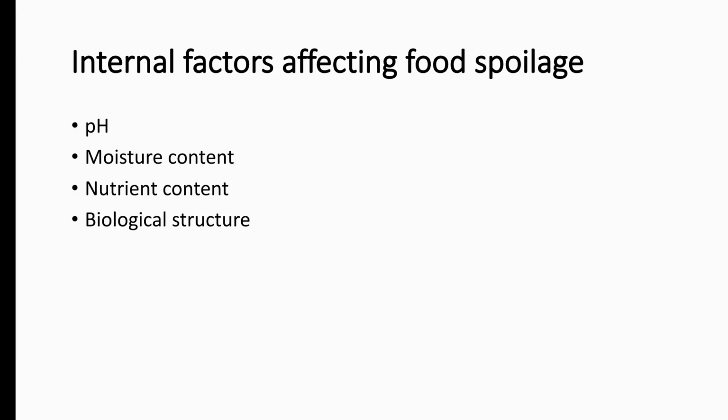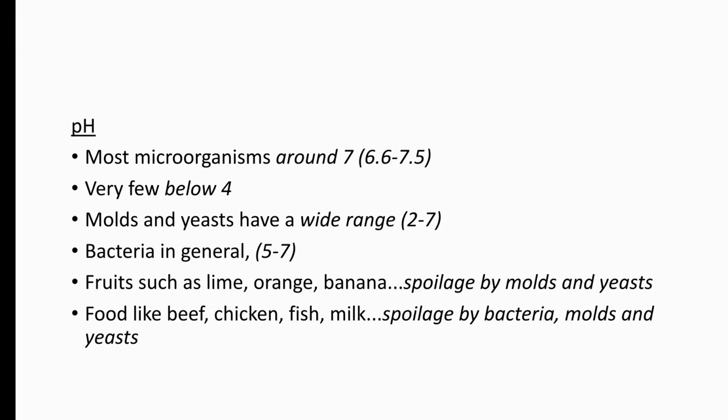Now let's see some of the internal factors that affect food spoilage. So some of the internal factors that affect food spoilage are pH, the moisture content of food, the nutrient content of food, and the biological structure of food. The pH in food affects microbial spoilage.